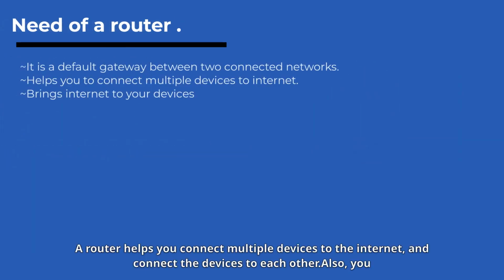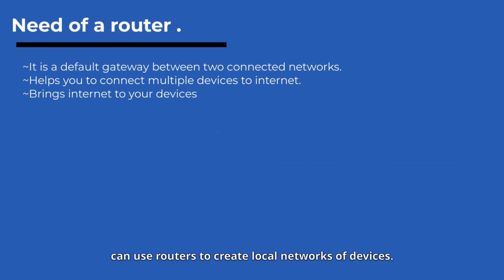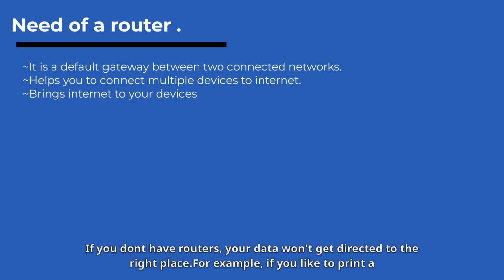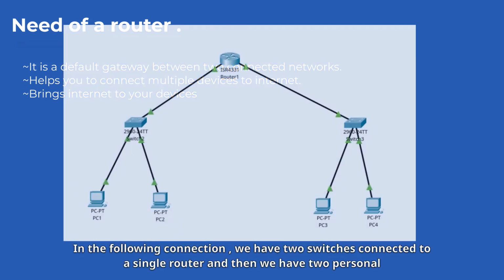Why do you need a router? A router helps you connect multiple devices to the internet, and connect the devices to each other. Also, you can use routers to create local networks of devices. If you don't have routers, your data won't get directed to the right place. For example, if you'd like to print a document, you need a router to help get that doc to a printer, not to another computer or scanner.